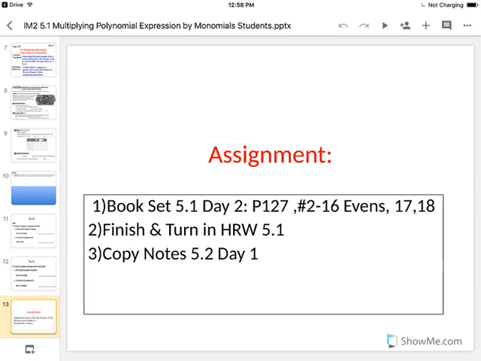Right, so that's the end of 5.1 day 2 notes. You have your bookwork assignment, and you are to finish your HRW and turn it in, and copy down 5.2 day 1 notes.